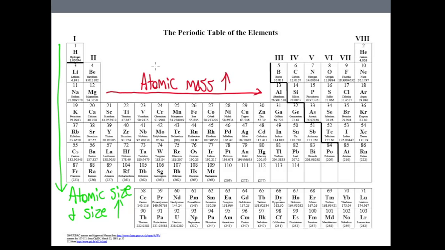But our size is going to decrease, okay? And this is due to the positively charged nucleus exerting a greater control over the orbiting electrons. And this is going to pull them in tighter towards the nucleus. And this greater control of electrons is going to be referred to as electronegativity.